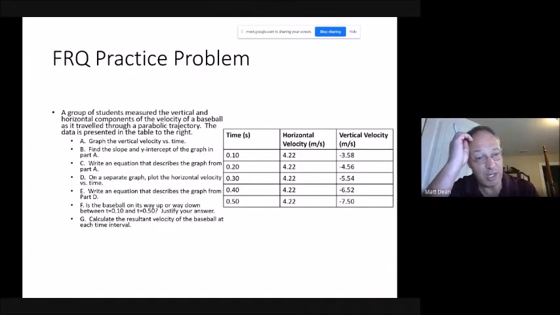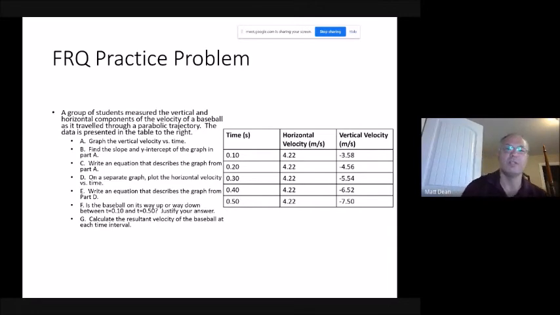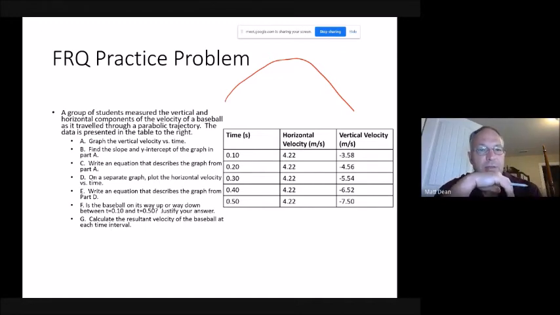All right, so we're going to wind up today by talking about this FRQ. A group of students measured the vertical and horizontal components of the velocity of a baseball as it traveled through a parabolic trajectory. So we know the ball is going to go something like this, a parabola. The data is presented in the table to the right.